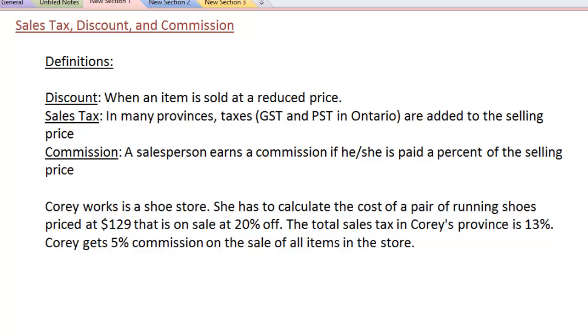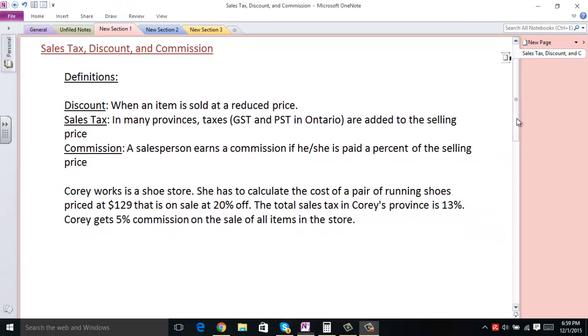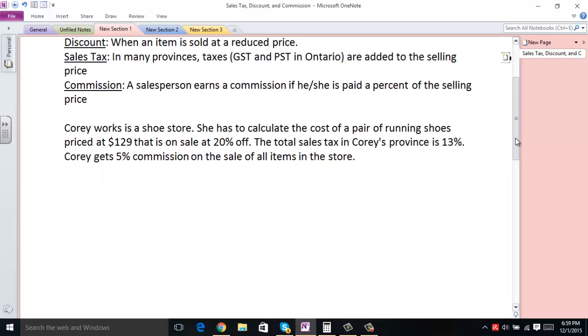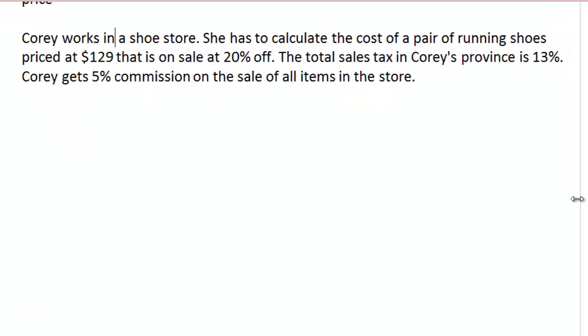So we'll see an example for discount, sales tax, and commissions to understand better what they mean and how we can calculate any problem with discount, sales tax, or commission. So let's see the example.